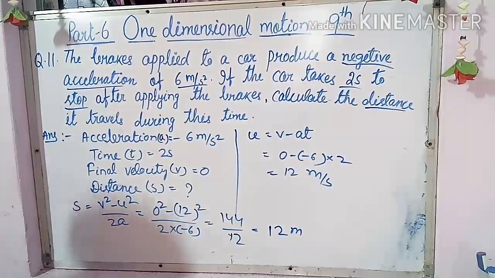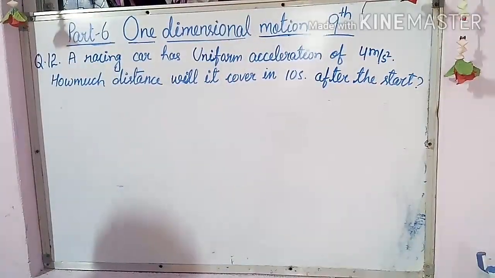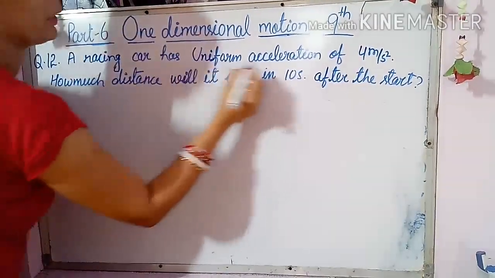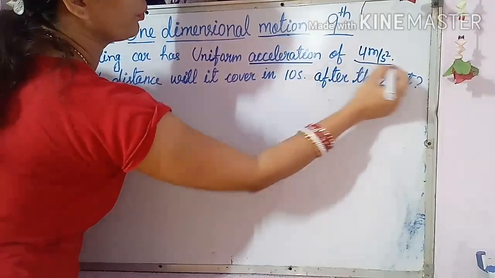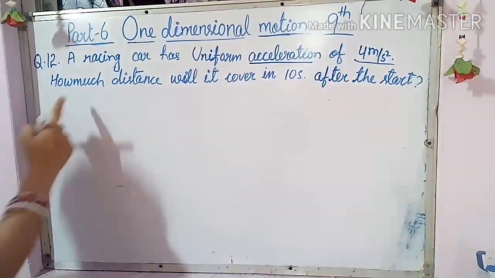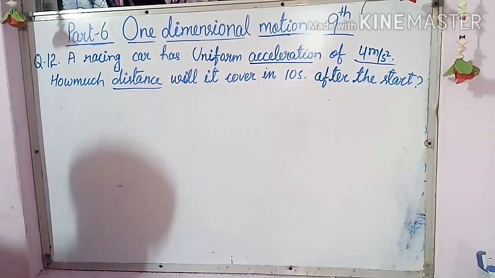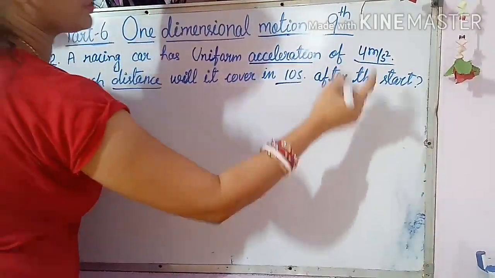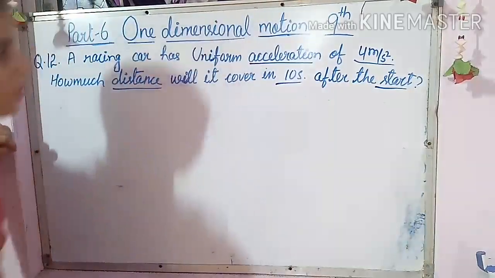Now go to the next question. Now children, you see the next question. A racing car has uniform acceleration of 4 meter per second square. How much distance is asked? A time of 10 seconds has been given. After the start means initial velocity is 0.